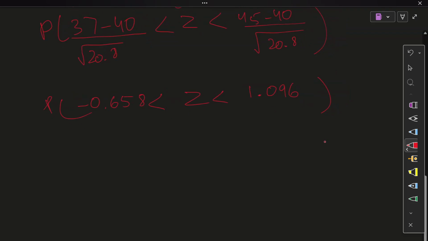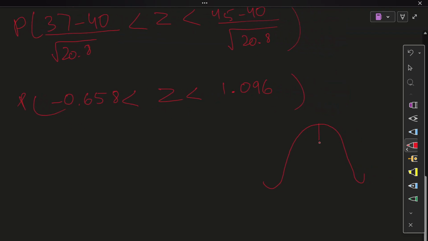So which area do we need? Let's imagine it. Here is the center, 0. And now 1.096 will be somewhere around here. So make a boundary there. Negative 0.658 is going to be somewhere around here. Make a boundary there. There we go. By the way, this is not the best imagination, but it works. Okay, and if you color that up, this is the area you will need, that will equal your probability to answer your question.